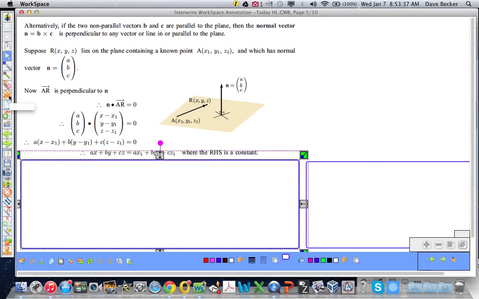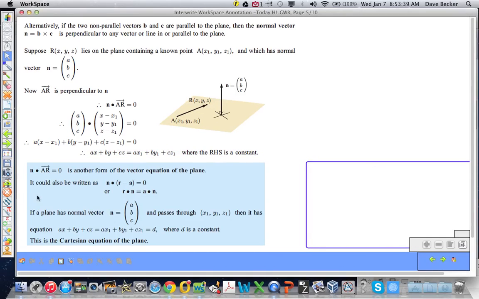Okay? So that leads to n dot AR equals 0 as another form of the vector equation of the plane. It could also be written as n dot (r minus a), representing all the points here minus all the points here to get the components. Or r dot n equals a dot n, just with some algebra.